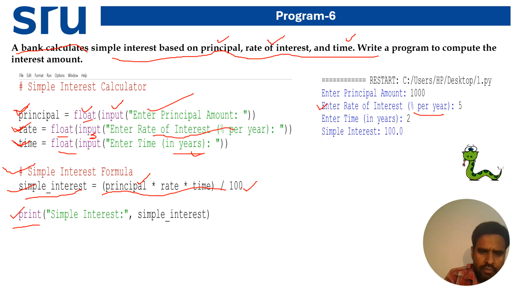Now I'm going to take the output. Where do we take the output? Using the print function. Now I'm going to display the message, simple interest. Where is the output stored? In simple interest. So when you run the program, it will ask, enter the principal: 1000. Enter the rate of interest: 5. Now enter the time: I've given 2 years. So it will give the result, simple interest 100.